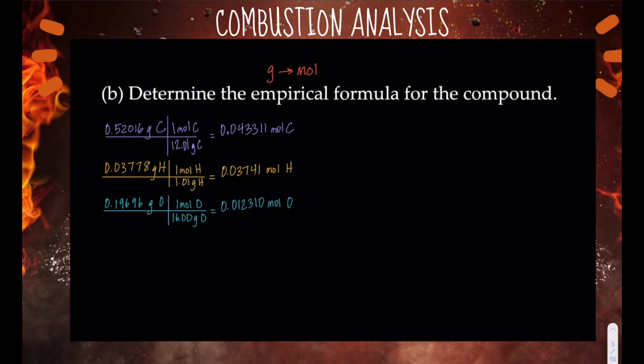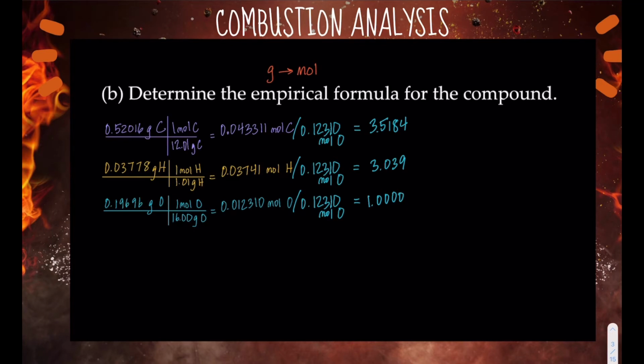Comparing moles of carbon, hydrogen, and oxygen, we can see that the moles of oxygen has the lowest number. We're going to divide the moles of carbon, hydrogen, and oxygen by the moles of oxygen. What we're doing here is determining the ratio of moles of carbon to moles of oxygen and moles of hydrogen to moles of oxygen. When we perform this first calculation, notice the answer comes out to 3.5184. The second value comes out to 3.039. And the third value is just 1.